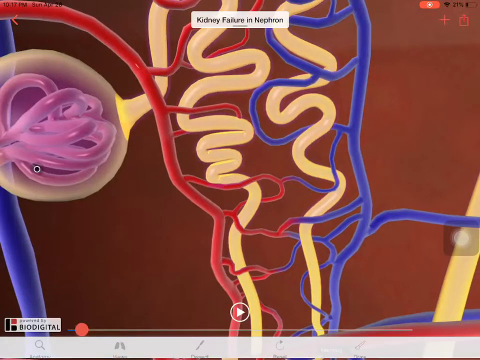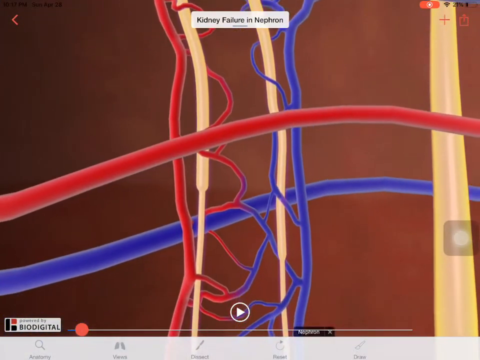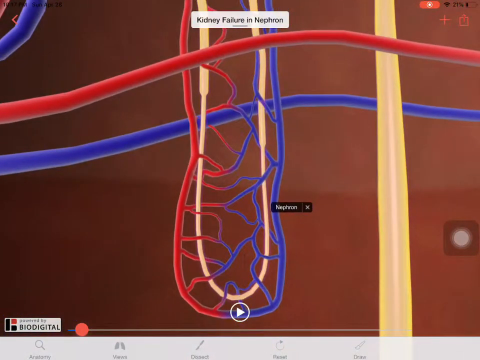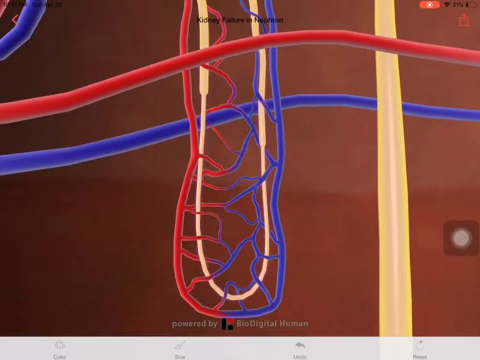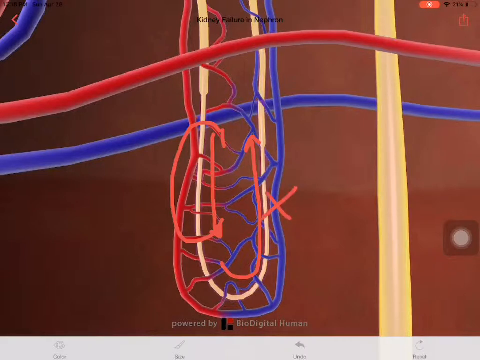After that, the filtered material, after reabsorption, leads to the descending loop of Henle, and the descending loop of Henle also helps in the reabsorption of water. Then this filtered fluid goes up into the ascending loop of Henle. This ascending loop of Henle is impermeable to water. Water cannot cross the membrane of this loop, so it has a special type of transporters.